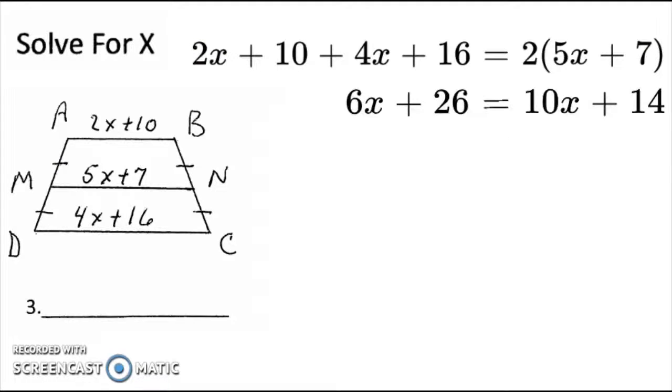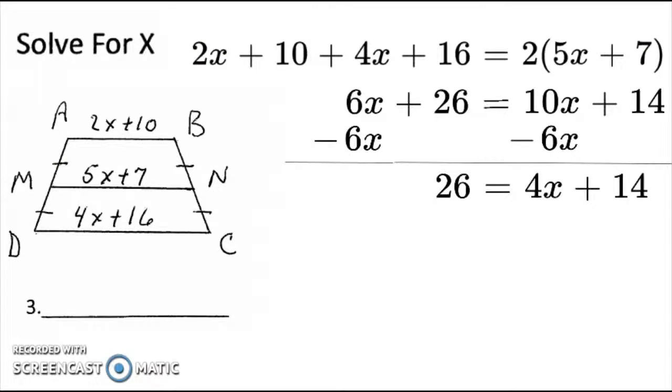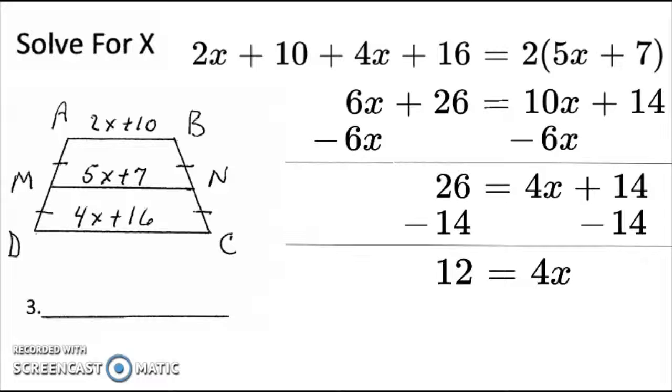Now I will subtract 6 from both sides, and I'll get 26 equals 4x plus 14. Subtract 14 from both sides, I'll get 12 equals 4x. Divide both sides by 4, and x equals 3. So my answer is going to be 3 for number 3.